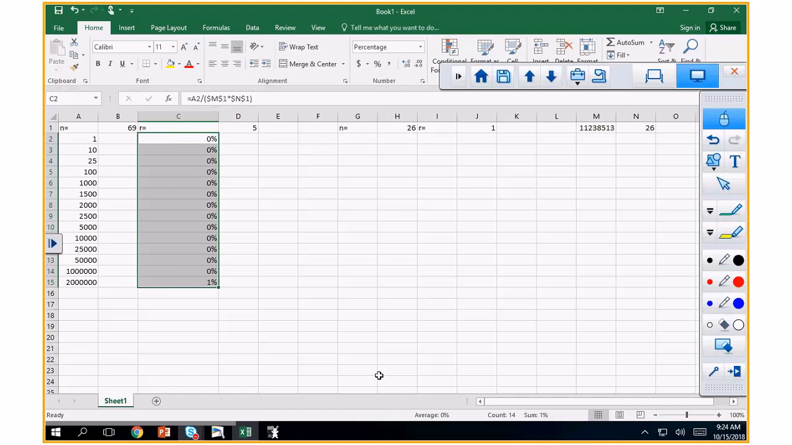So, who's smarter? Buying one ticket or 1 million? Buying one. All right, y'all get out of here.